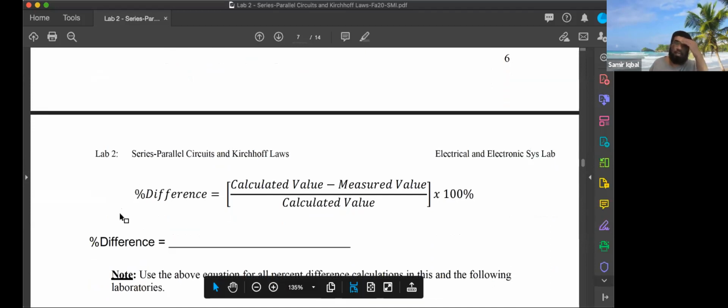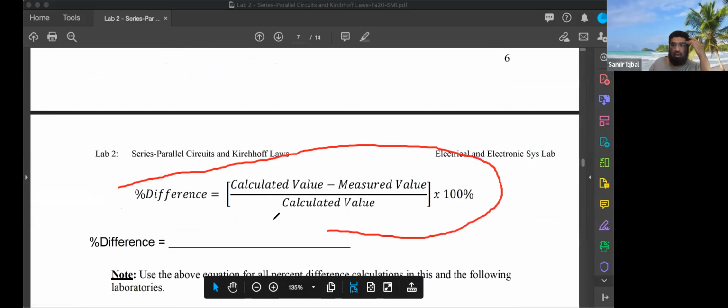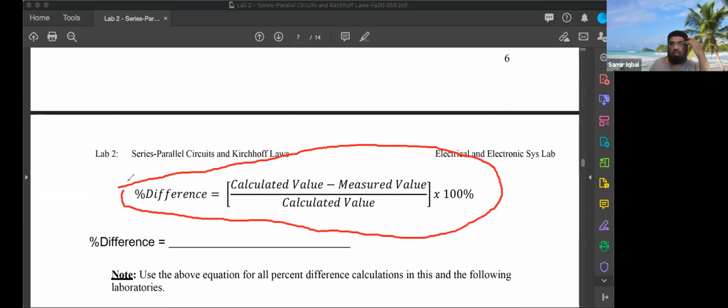Now this relationship you would use throughout the lab. In all cases, you will have a value you calculate from the numbers and a value that you measure, and we want to see the percentage difference between calculation and measurement. Can somebody tell me where that difference would come from? Why would there be a difference?